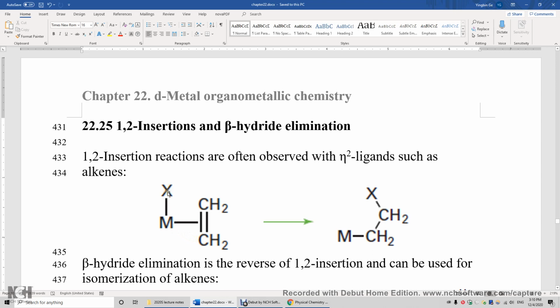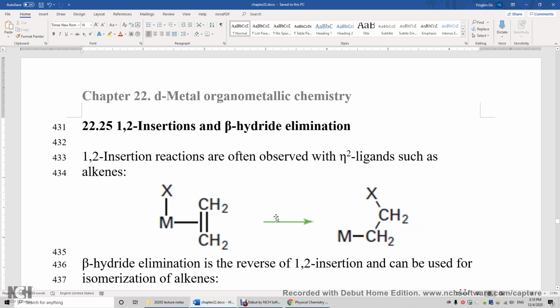And now this X will move to this carbon and form this structure. You can see this carbon is 2 bonds away from the metal, and initially X is 1 bond away from the metal, and therefore this is called a 1,2 insertion reaction.